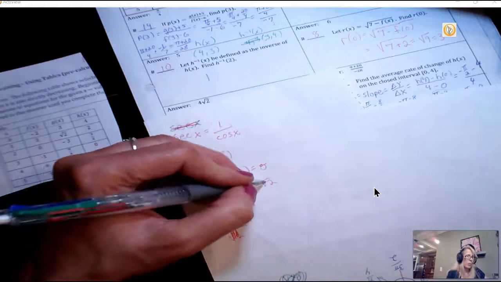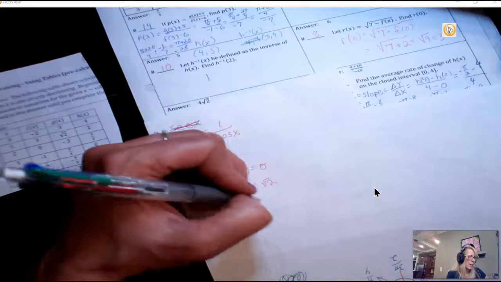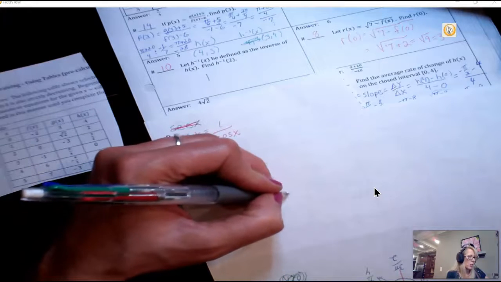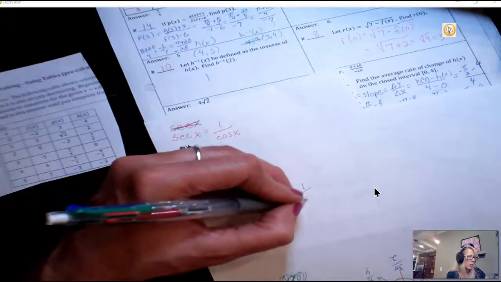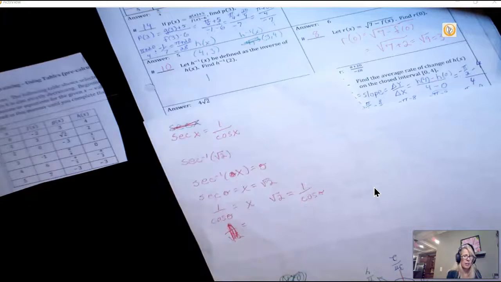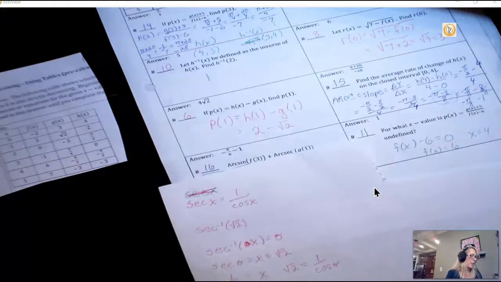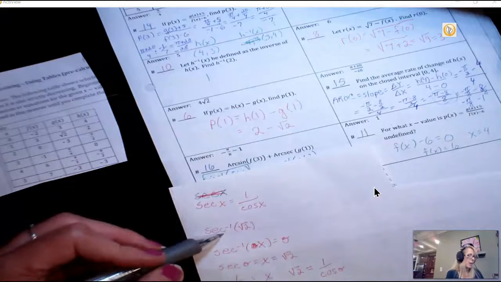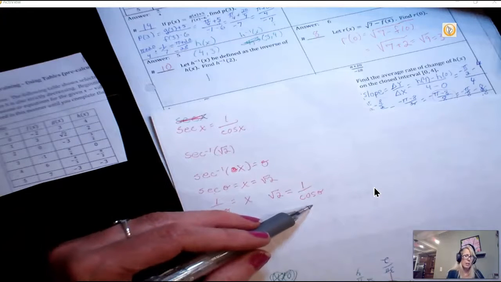So x equals square root of 2. So I can say that square root of 2 is equal to 1 over cosine of theta. Now that's still not telling me anything, because in order for me to find the inverse value of cosine, I have to find out what theta is.